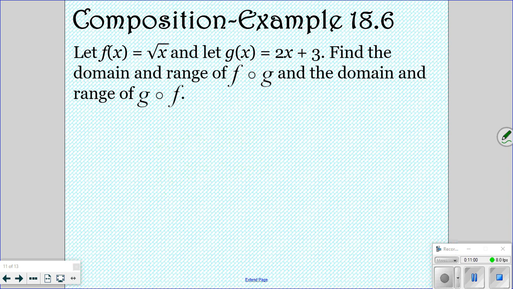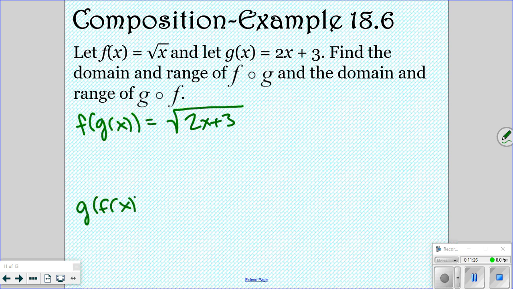Okay, for this one, we want to find the domain and range of f of g of x and the domain and range of g of f of x. So the first thing we have to do is find f of g of x. We're going to plug g into x, so it's going to be the square root of 2x plus 3. And then for g of f of x, we would do 2 square root of x plus 3.